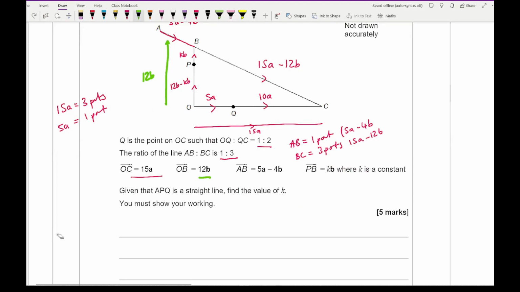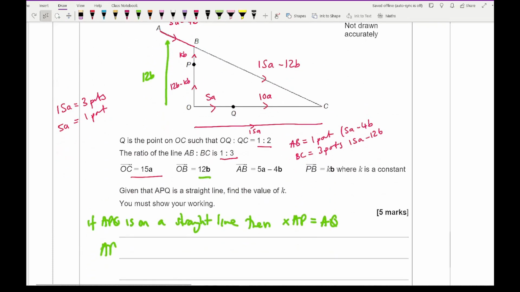Now if APQ is on a straight line, then looking at which one's smaller, a number, let's just call it X, times AP is going to equal A to Q, because we've got a shared point. So what I need to do is work out individually what those two lengths are.